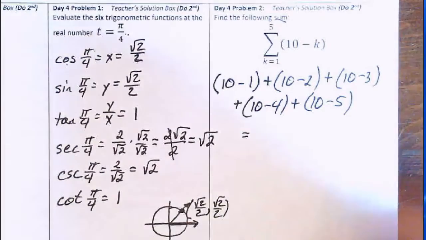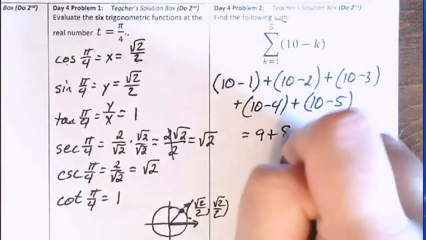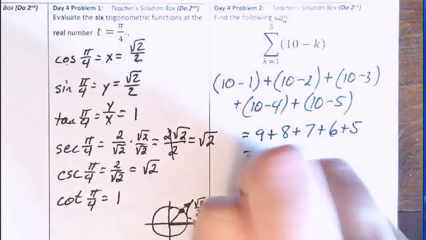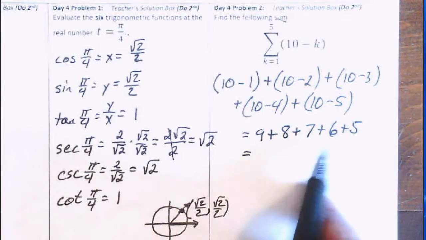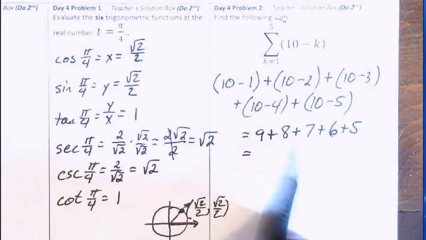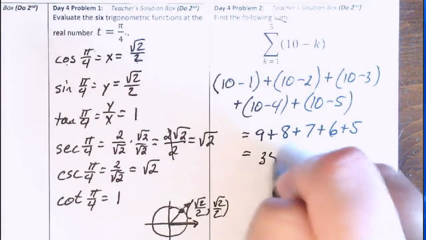Let's simplify this out a little bit. 10 minus 1 is 9, plus 10 minus 2 is 8, plus 7, plus 6, plus 5. So we want to add up this arithmetic sequence of numbers. 9 plus 8 is 17, 7 plus 6 is 13, 17 and 13 is 30, plus 5 is 35.